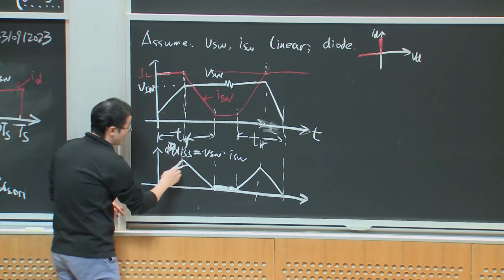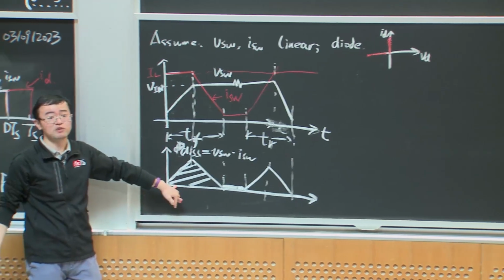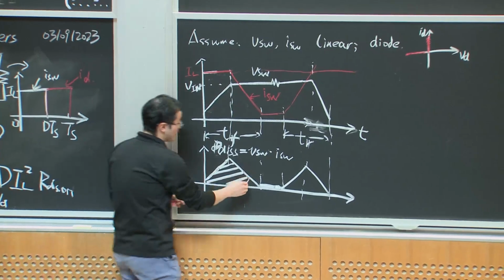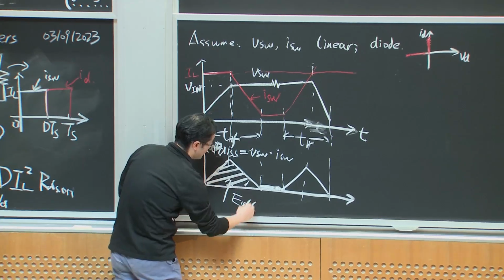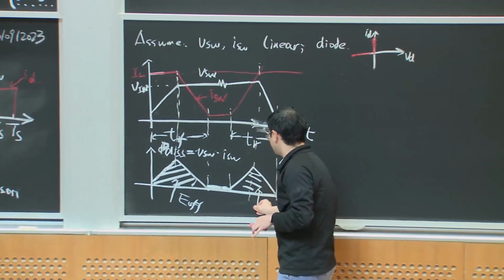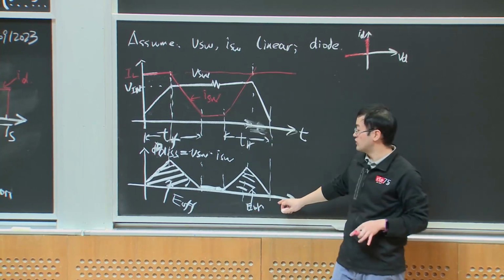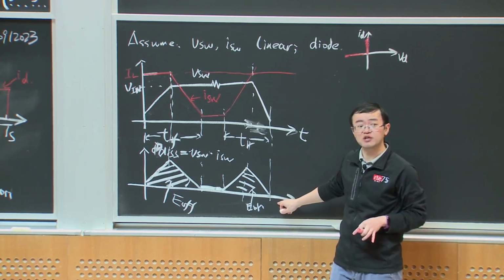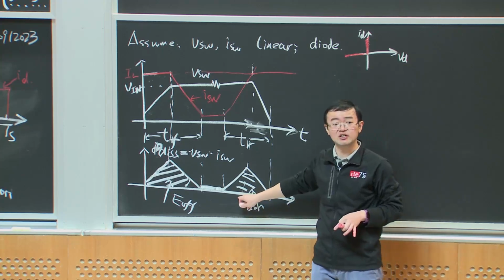And we will find this will be the switching loss. This area, which is the power integrated over time, will be the energy. So this area will be the turn off energy, let's say E_off, and this area will be the turn on energy, let's say E_on. So if we switch this device in one period, we switch off and we switch on, we will lose part of this energy.